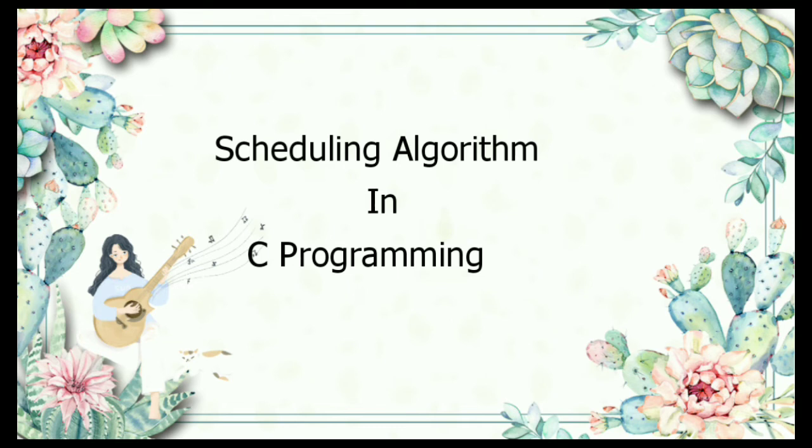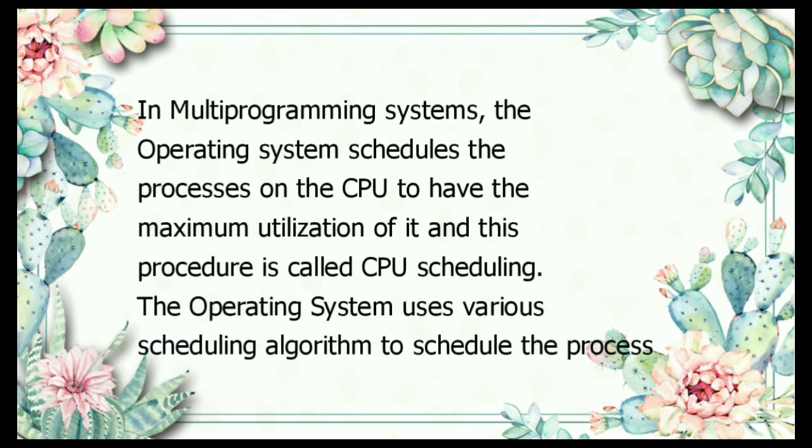Scheduling algorithms in C programming. In multi-programming systems, the operating system schedules the process on the CPU to have the maximum utilization of it, and this procedure is called CPU scheduling. The operating system uses various scheduling algorithms to schedule the process.